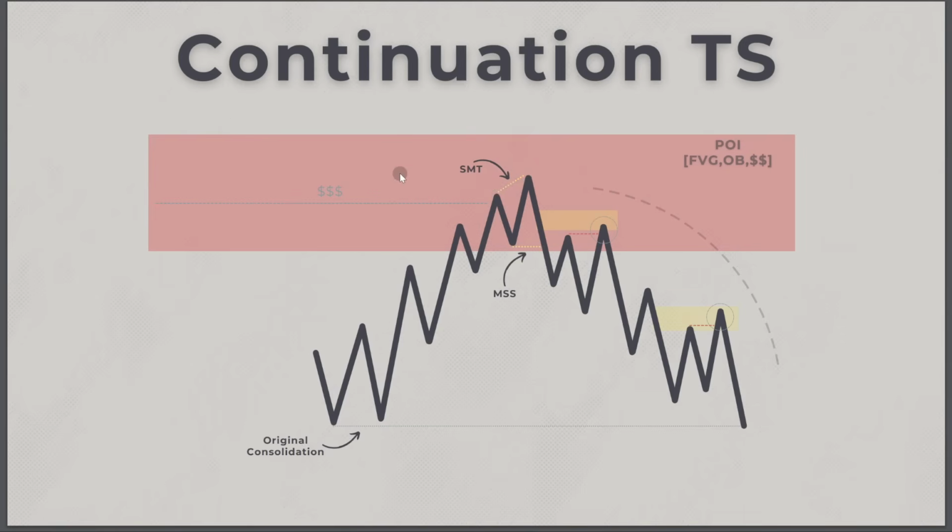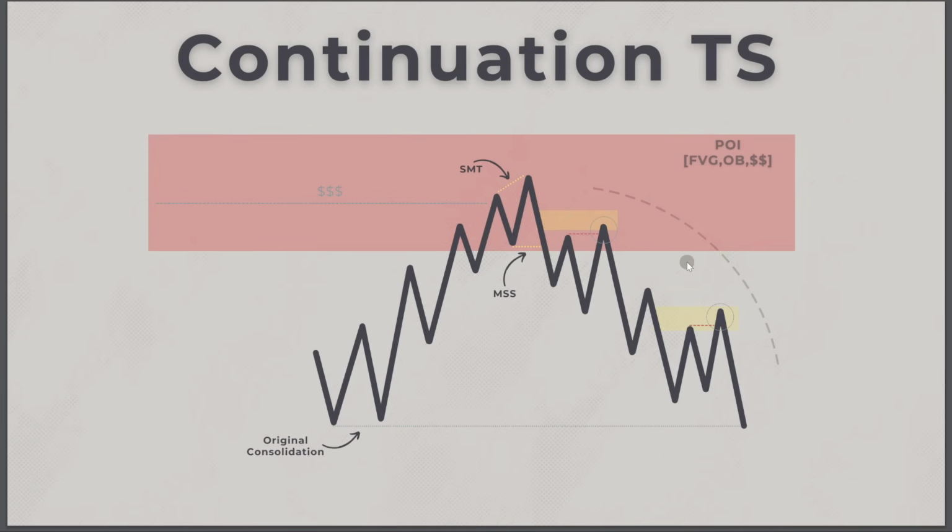What I'm going to look for is what is called a continuation turtle soup, or a continuation purge. Simply, I want to see a high being created. Either we break the low or not, that doesn't really matter. I want to see that high being taken again, and that's your turtle soup here. How do I know which one is valid? I want to look for fair value gaps or any POIs above them.